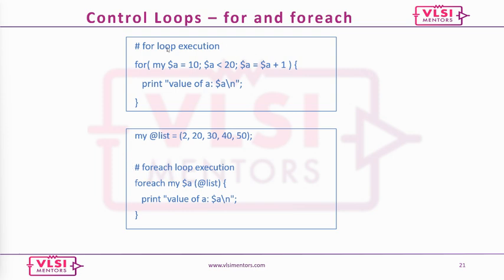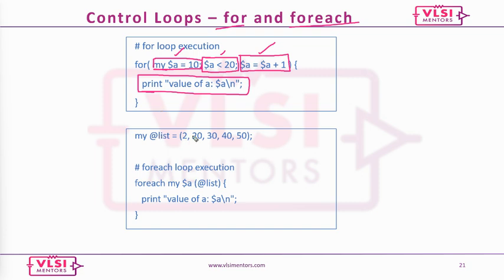Now the next one is your for loop and foreach loop. It is like C programming, where we have for, say $i is 10 and $i less than 20 and $i plus plus. When you are defining a new variable, always use my. There's an initialization part, the first part, there's a condition checking, the second part, and then the third part is the increment. If the condition is true, execute this particular piece of code.